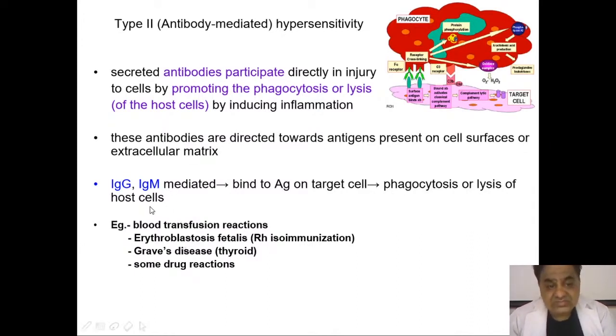Examples of type 2 hypersensitivity are blood transfusion reactions, erythroblastosis fetalis or Rh immunization, which will be taught to you in gynae again and in pathology again, Graves' disease, thyroid related thyrotoxicosis, and some drug reactions are also type 2 hypersensitivity mediated.